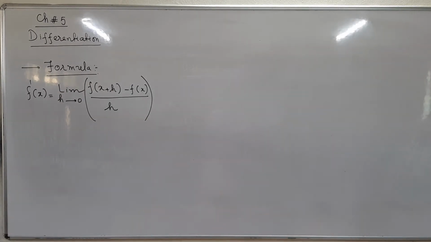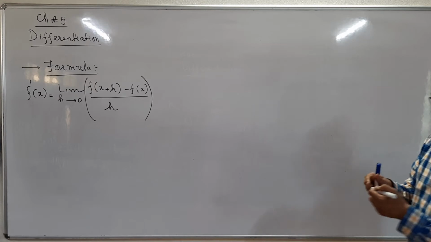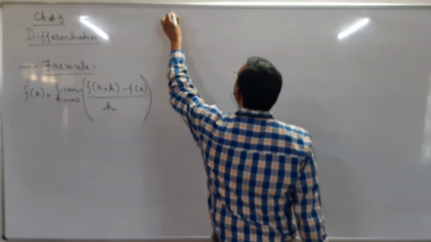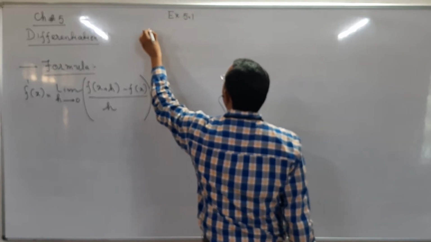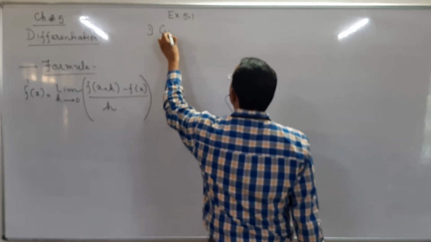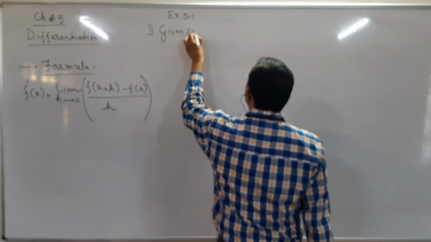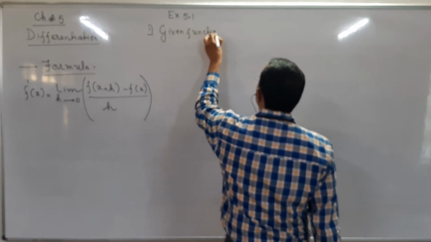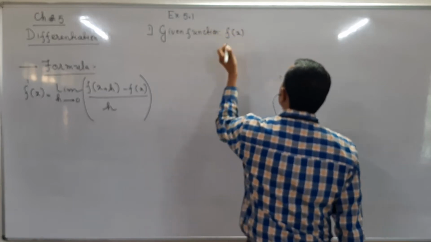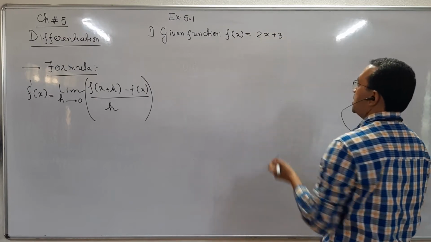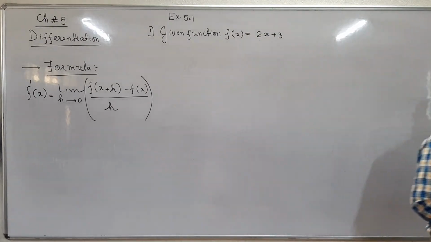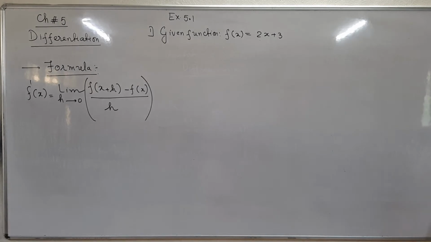Now, the first question, f x is equal to 2x plus 3, students. The first question, exercise 5.1, main question 1. Given function is f x is equal to twice x plus 3. Okay, students, this is our given function.